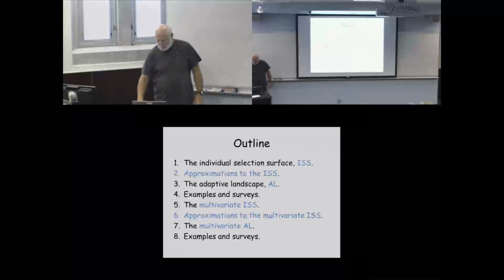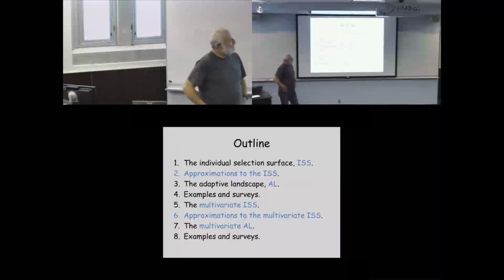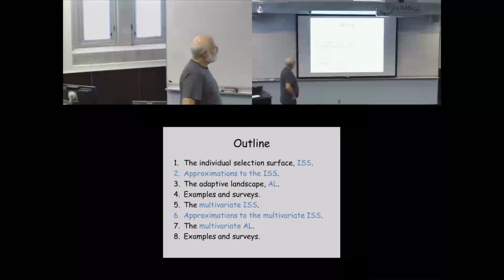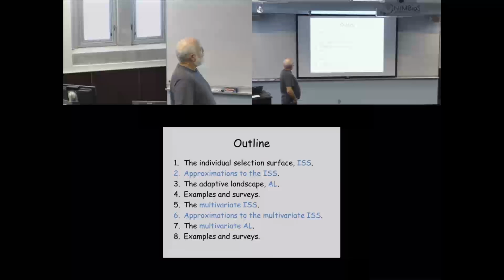Okay. And then our order of topics in our presentation today. First of all, we're going to talk univariate, and we're going to talk about the individual selection surface. We need an acronym for it. Obviously, it's going to be the ISS. And then we're going to talk about a couple of popular approximations to the ISS, one of which originated in Vancouver. And then we're going to talk about the adaptive landscape. Again, we'll use an acronym, AL. I'll give you a few examples and some surveys.